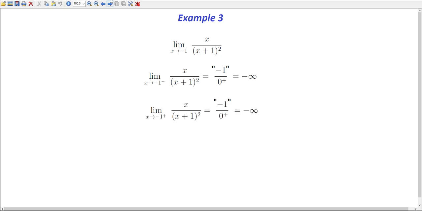We look from the other side. The limit as x goes to minus 1 plus. Here, x is a little bigger than minus 1, which means that x plus 1 is a little bigger than 0. Square it, again, a positive number, a little bigger than 0. Top looks like minus 1. Minus 1 over 0 plus gives us minus infinity. And since we can use the same symbol for both one-sided limits, we can write the limit as x goes to minus 1 of x over x plus 1 squared is minus infinity.